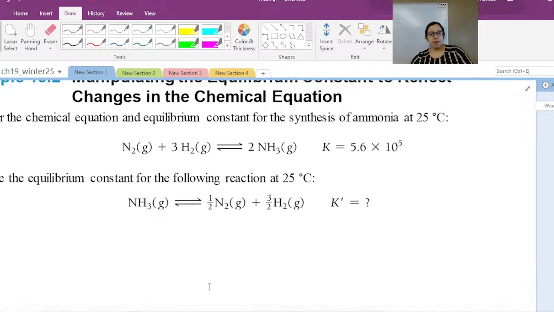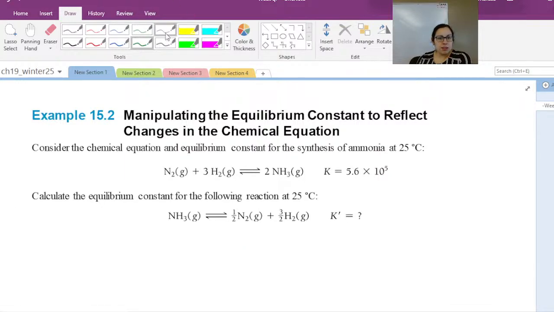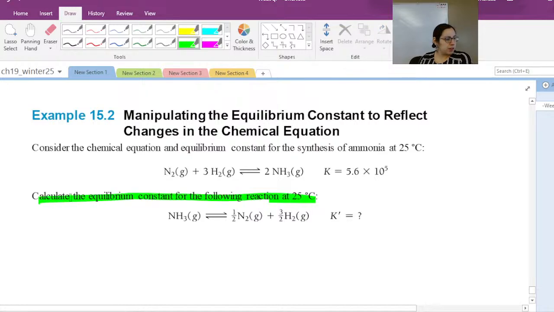And so now we have our famous Haber-Bosch reaction. And so we have our synthesis of ammonia, so N2 plus H2 gives us two equivalents of ammonia with an equilibrium constant of 5.6 times 10 to the 5th. And so what happens for the following reaction? So take a minute or two to calculate that.